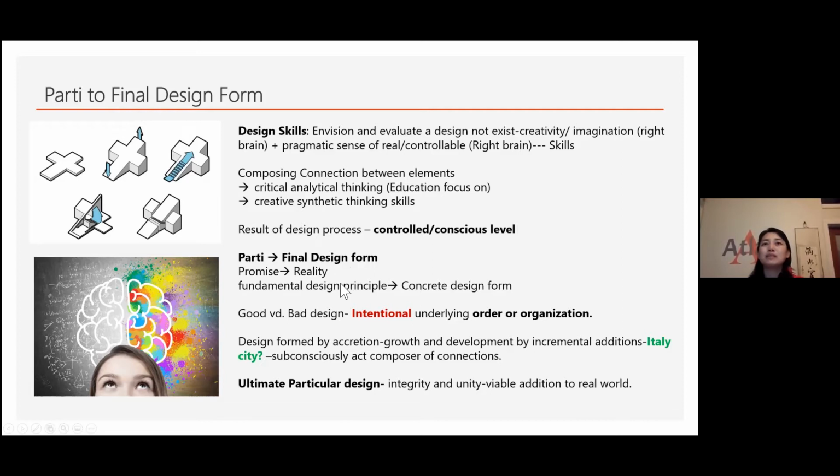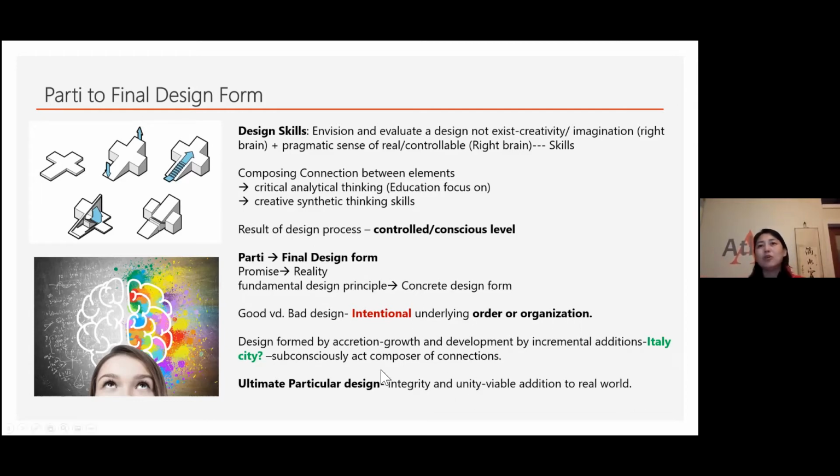And from the plate to final design form, from the promise to reality, from the fundamental design principle to the concrete design form. So the difference between good and bad design is your intention. You need to have intentional underlying order and organization. You have to organize all these parts together with an intention.